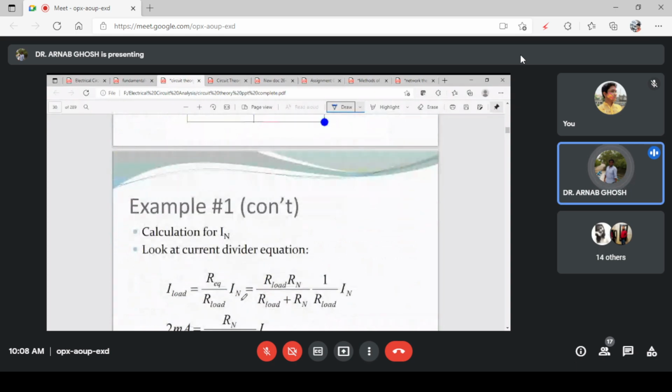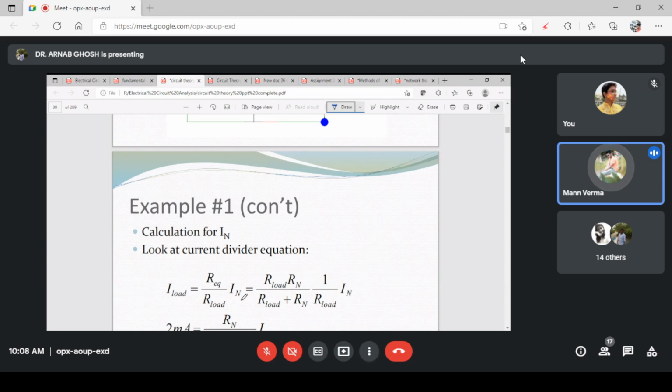Is this duality nature clear to you? If you are given a Thevenin's equivalent circuit, you can just convert it into a Norton's equivalent circuit, or if you are given a Norton's equivalent circuit, you can convert it into a Thevenin's equivalent circuit.